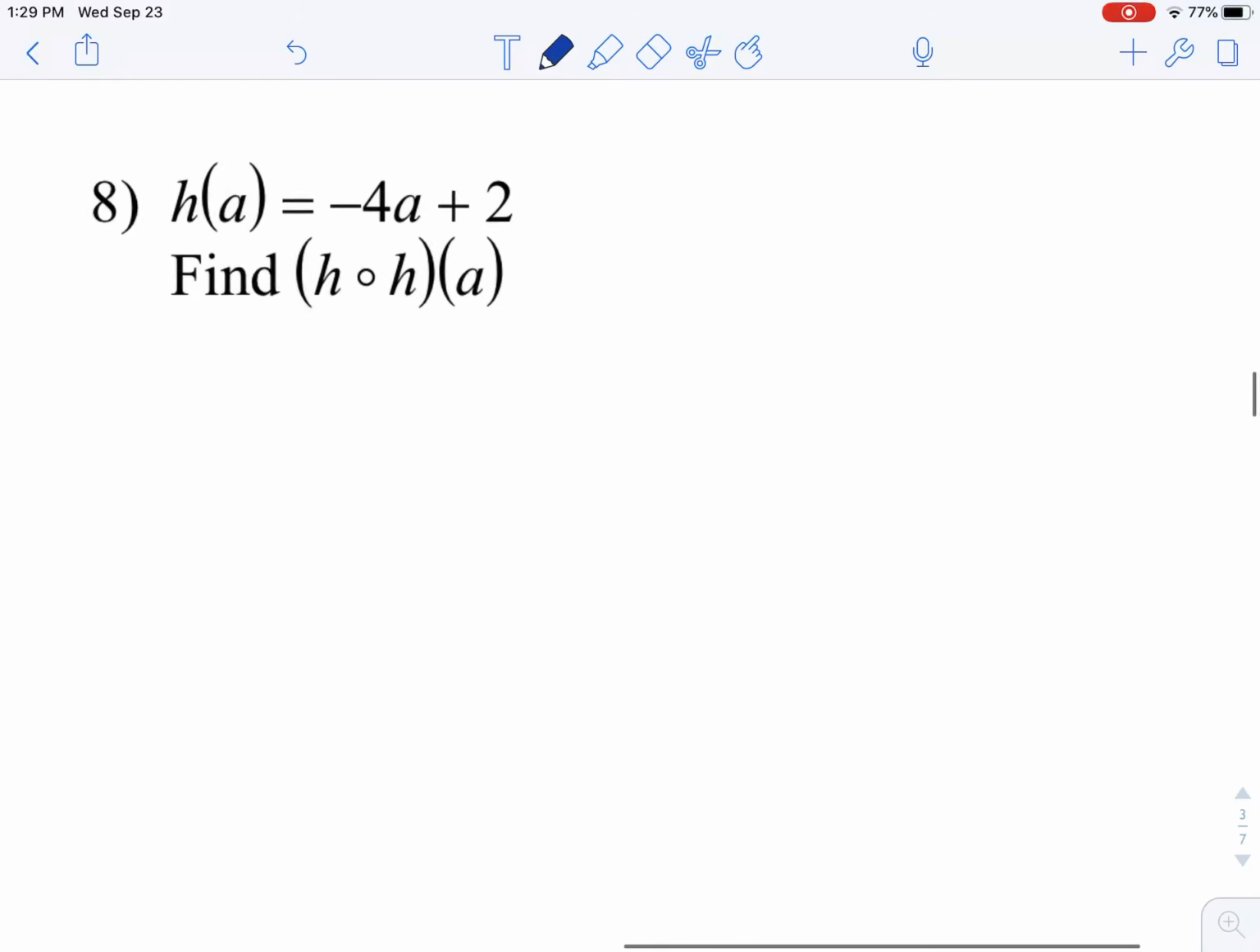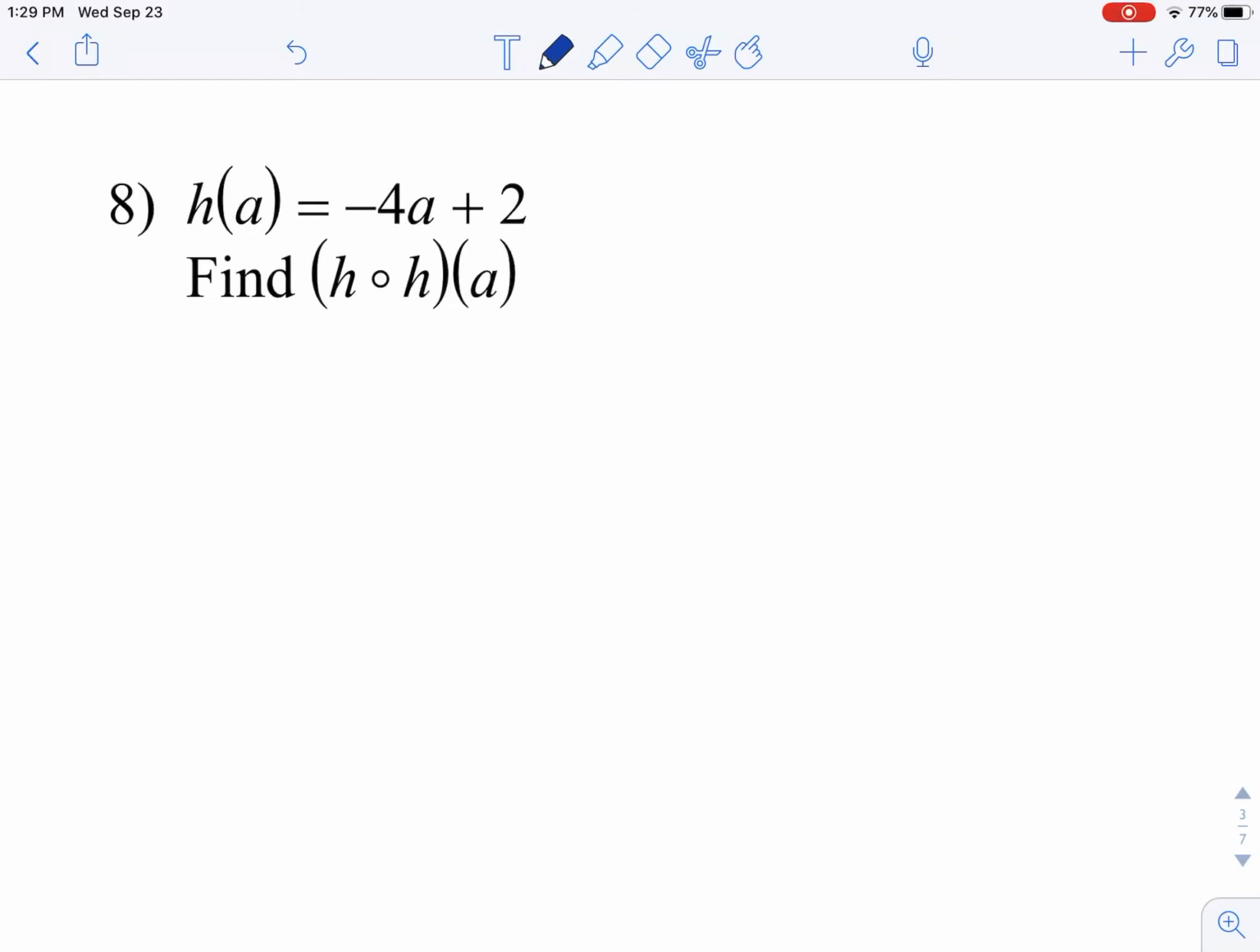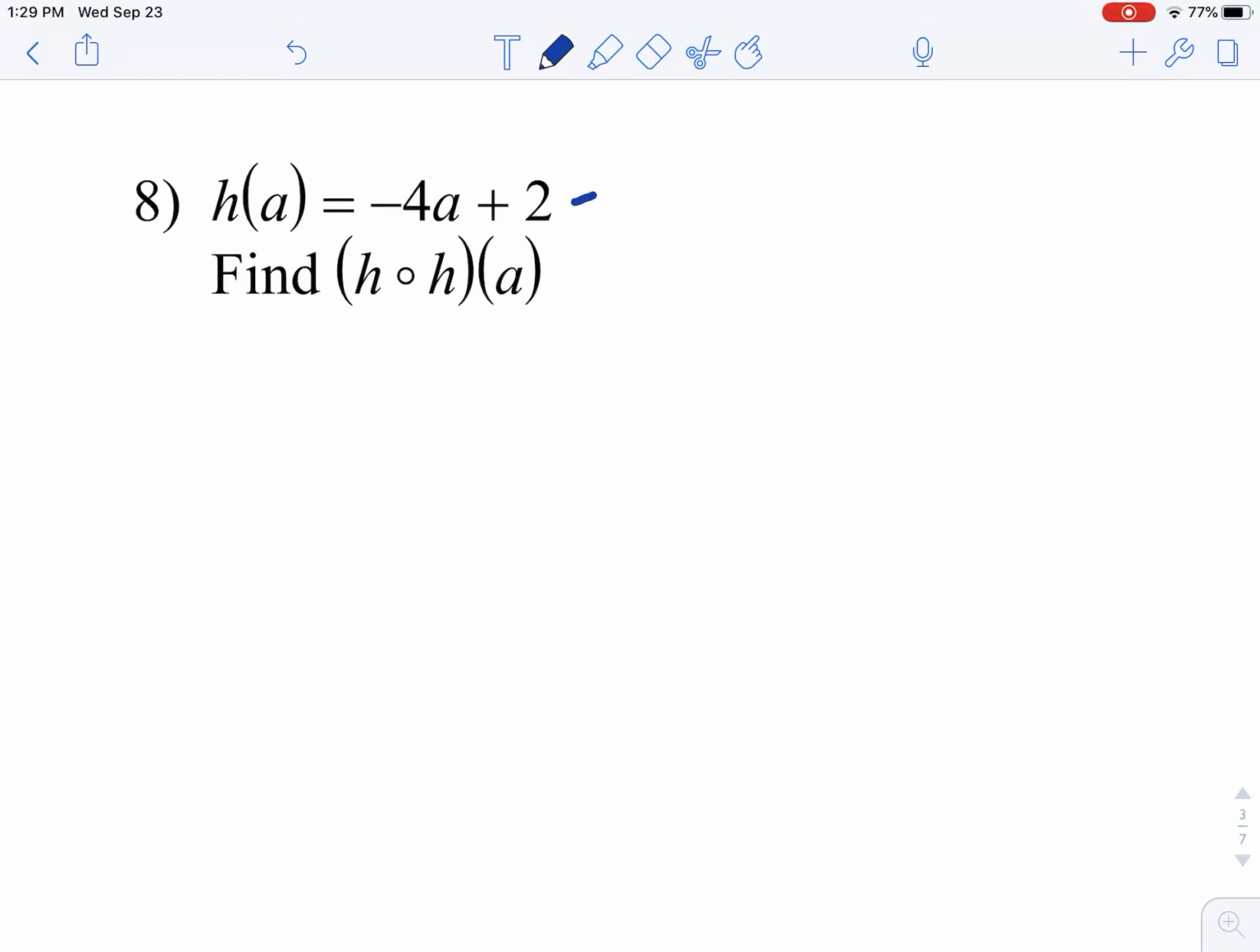Number 8, h of h. So we need to plug h into itself. How do you do that? Well, I'm going to write negative 4a plus 2. Of course, instead of a, I put an open set of parentheses. What am I going to put in those parentheses? I'm going to stick the original function, negative 4a plus 2. So I put a function inside itself.